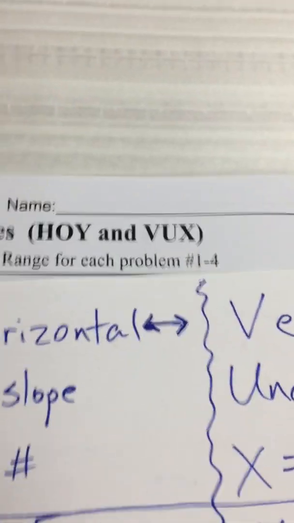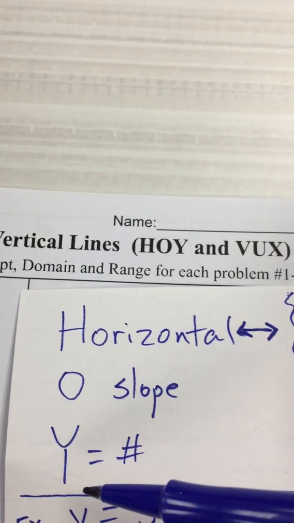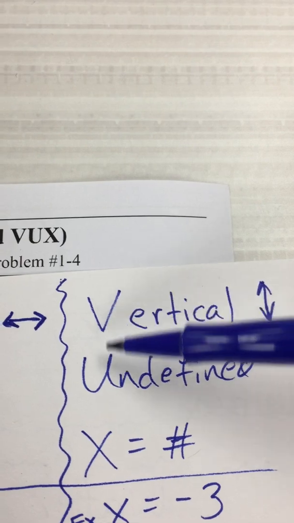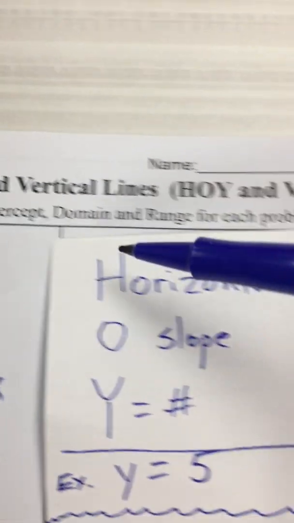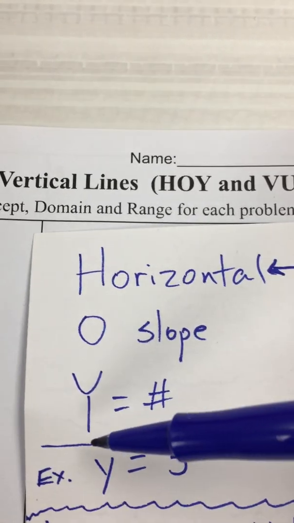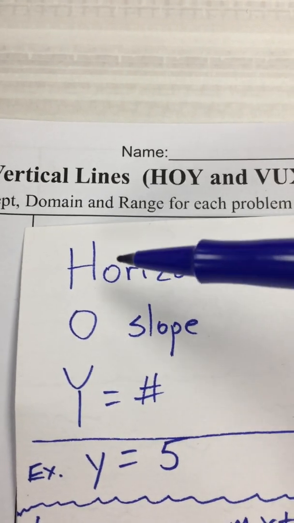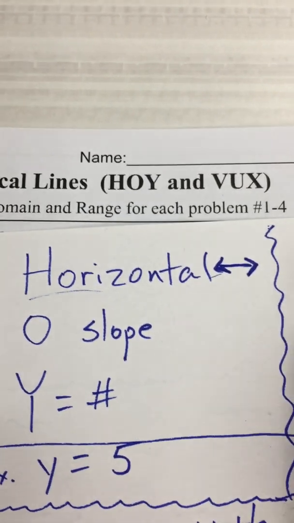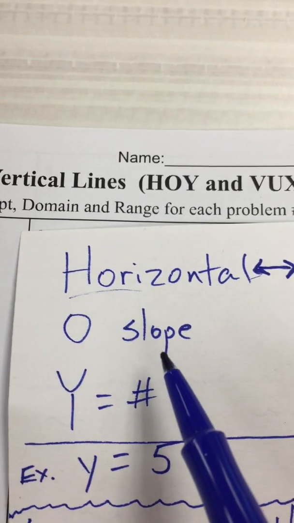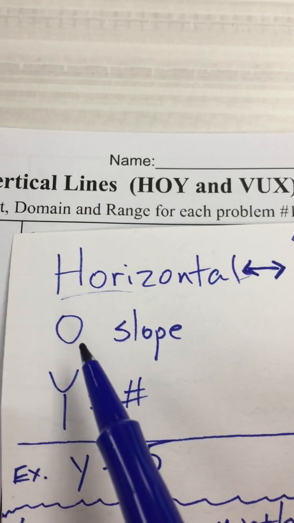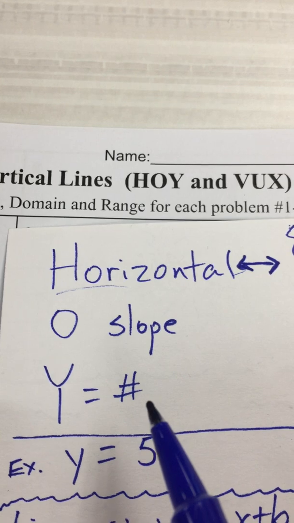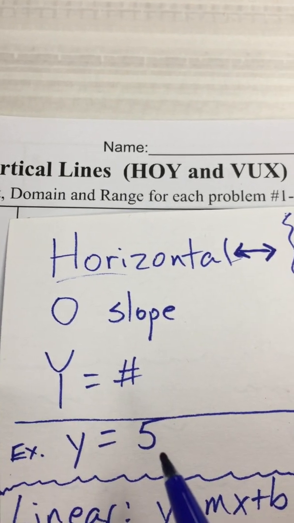So over here in Hoy and Vux, remember that starts with y equals. I have H-O-Y, and I've got V-U-X. Do you see a y anywhere in V-U-X? No, I don't. Do you see a y in H-O-Y? Yes, because the y is the equation of a horizontal line. So let me go through the horizontal real quickly. If it's a horizontal line, meaning it's running left and right like this, the slope of any horizontal line, because it's a flat line, is 0. The equation of any horizontal line is simply y equals a number, like y equals 5 or y equals -3.